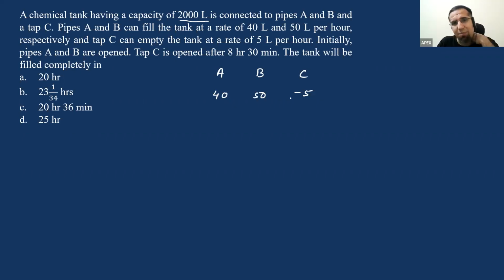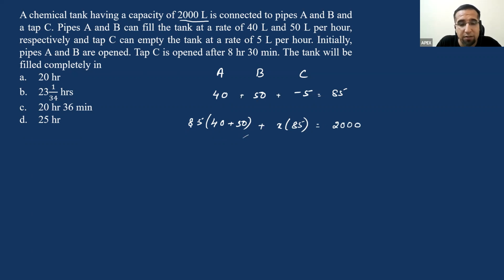Right. It's in fact a simplified question of time and work. So for 8.5 hours, taps A and B were working. Clear? Now I do not know for how many hours tap C along with A and B was working. Now the efficiency of A plus B plus C is equal to 85. So x into 85, and this should be a total of 2000 liters. Clear? So 90 into 8 is 720 and 90 into 0.5 is 45. So 720 plus 45 gives me 765, plus 85x is equal to 2000. Or I have 85x is equal to 2000 minus 765.